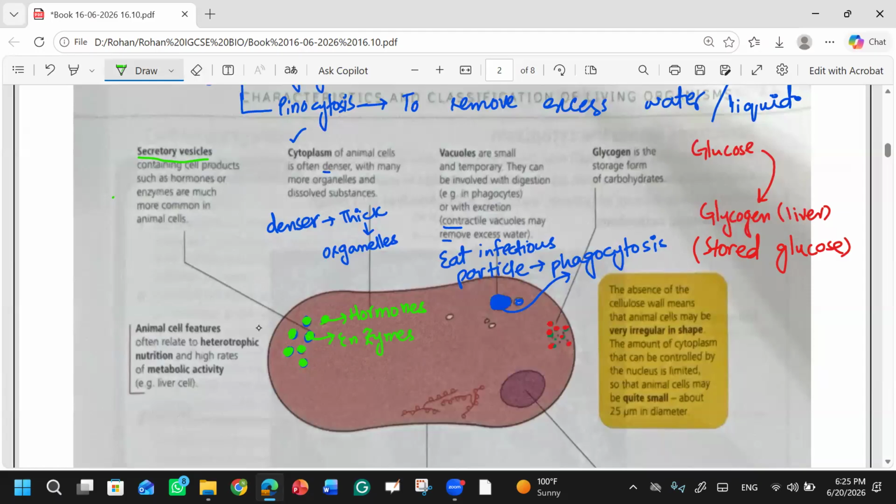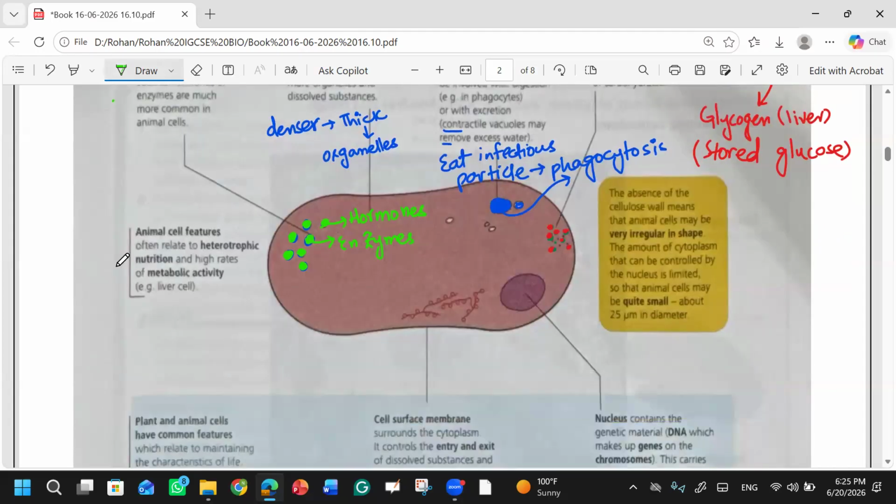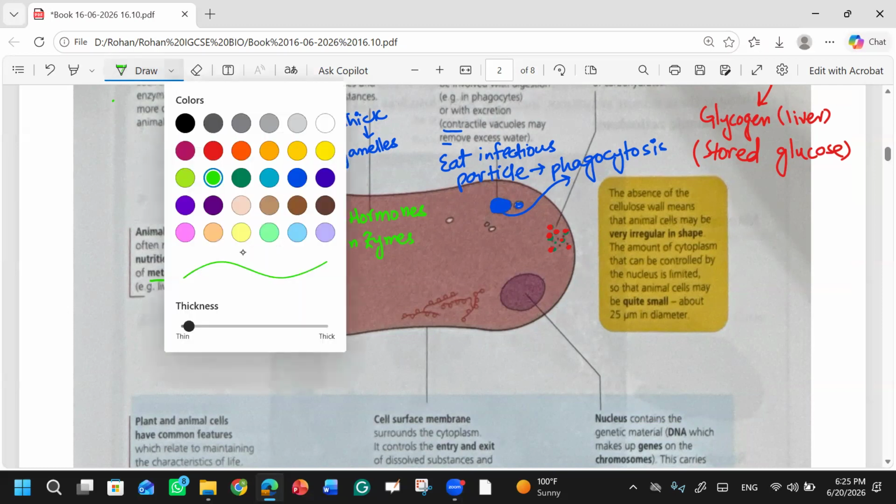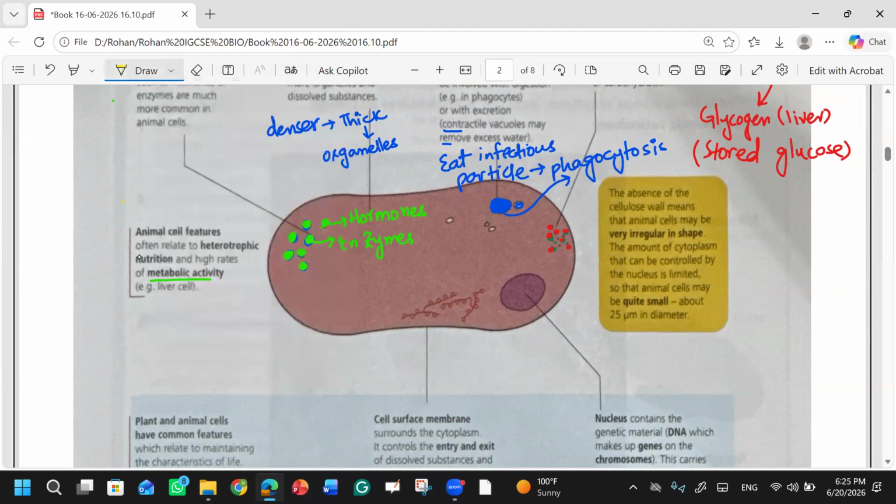Then, these are the four things which we have discussed in the animal cell. Now they have mentioned that animal cell features often relate to heterotrophic nutrition and a high rate of metabolic activity. What is the heterotrophic mode of nutrition? You know about this?